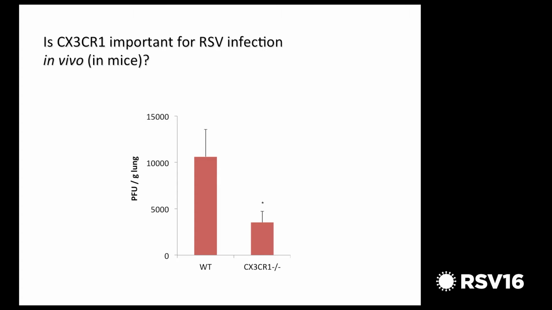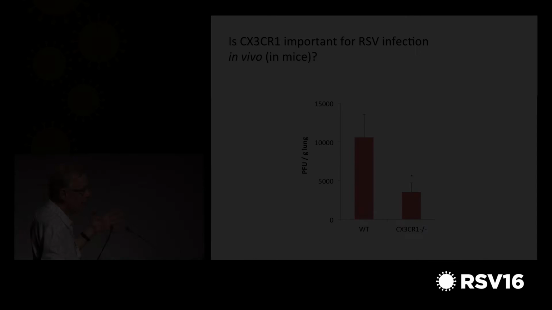So if it is, what about in mice? There is a knockout for CX3CR1. So here is the wild type infection of mice. Here's the knockout infection. It's a reduction of about 2/3 in the titer of virus produced in the lung. So it doesn't go down to 0.